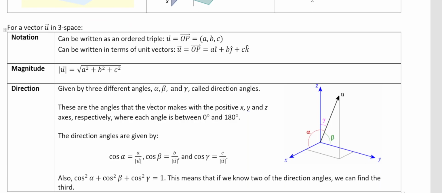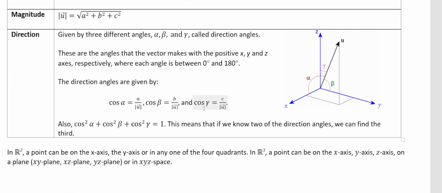So for a vector u in 3 space, we can write it just like we did in 2 space as an ordered pair, but in this case it's going to be an ordered triple, a, b, c. We can use it in terms of unit vectors, so this is similar to what we did in 2 space, but now we're doing it in 3 space. Magnitude also takes advantage of the Pythagorean theorem. Okay, so the magnitude of u is equal to the square root of a squared plus b squared plus c squared.